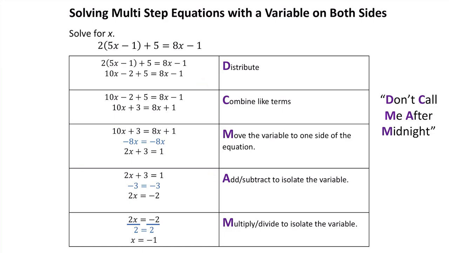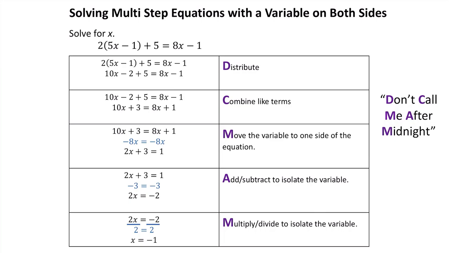So for example, if you have a problem where you don't need to distribute, you'll just skip that step and start with combining like terms. In the example given here, we have 2 times (5x minus 1) plus 5 equals 8x minus 1. So this example requires all of our steps. We start off by distributing the 2 to everything that's in the parentheses immediately after the 2. So we get 10x minus 2 plus 5 equals 8x minus 1.